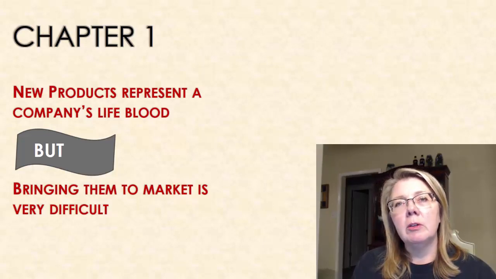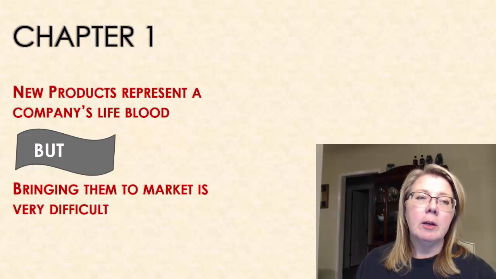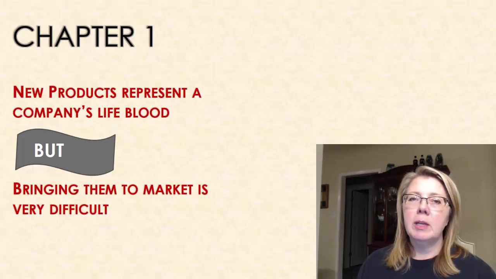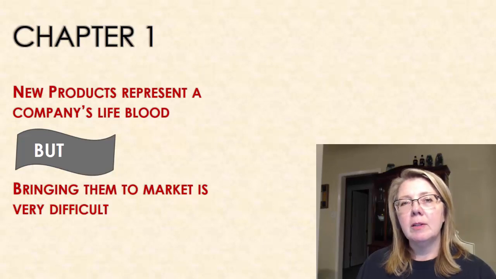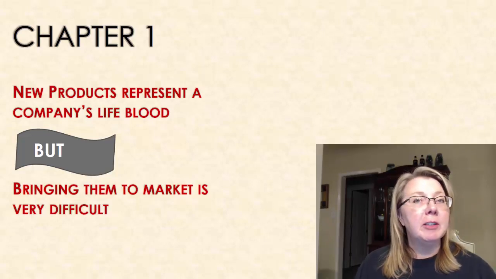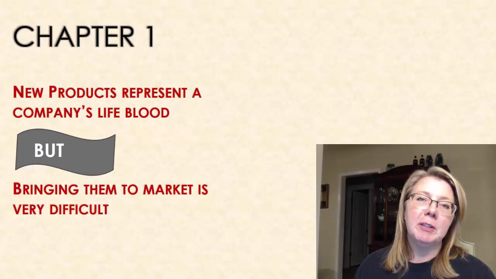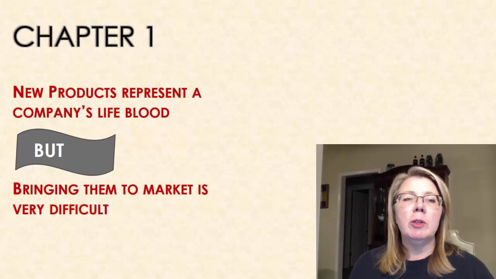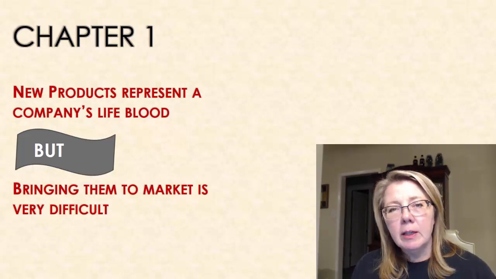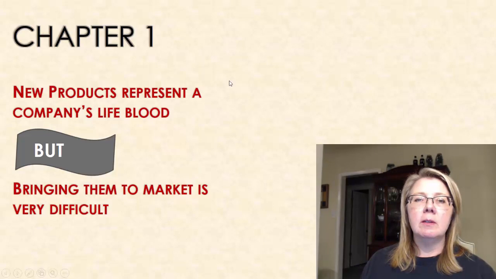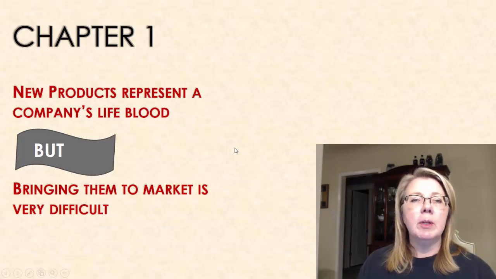It's just incredibly difficult to make that all happen. There's so many moving parts. There's so many different inputs, and it's just a hard process. So very fun, very dynamic, but also very difficult. So chapter 1 tries to make that point. There are some things that companies do, though, that increase their odds of being successful in developing new products.